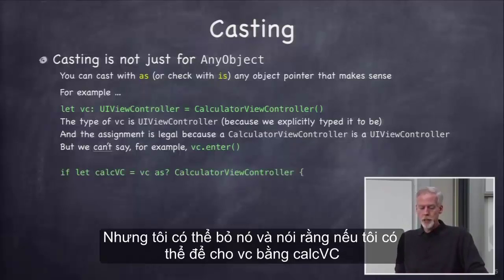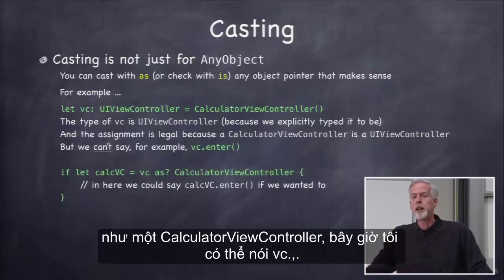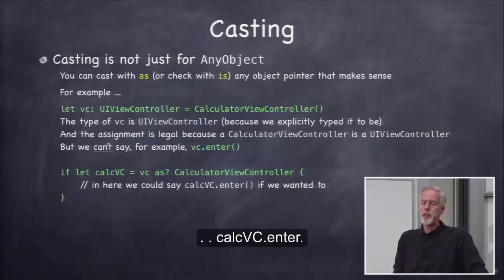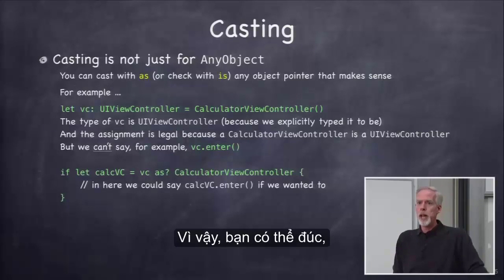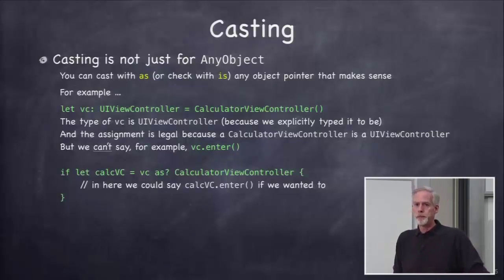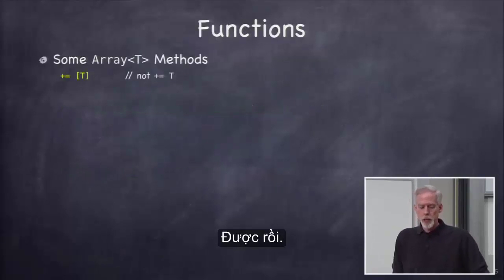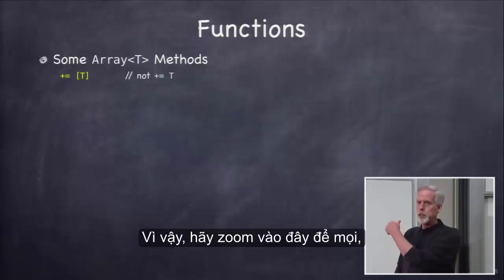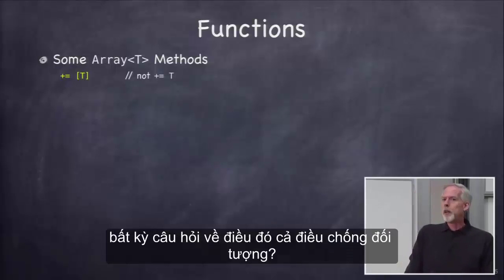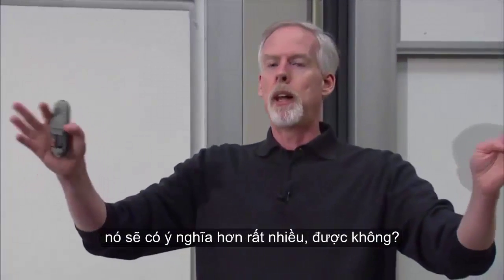But I could cast it and say, if let calcVC = vc as CalculatorViewController, now I can say calcVC.enter. Okay? So you can downcast through your inheritance hierarchy as well. You rarely do that, but might occasionally. All right, so let's pause here for any questions about that whole AnyObject thing. When you see it in action, it'll make a lot more sense.